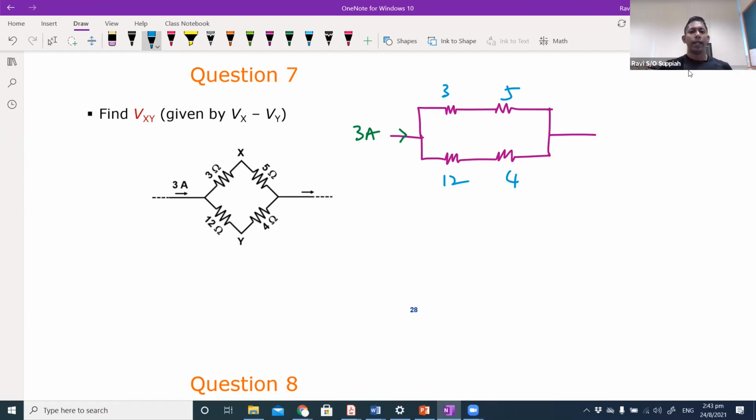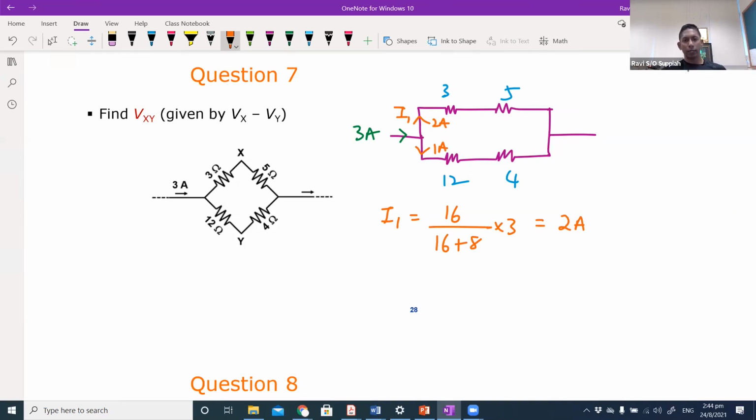To find Vx and Vy, I first need to know how much current is being split into here and here. So let me call this I1. You want to find I1 by the current divider rule: you take the opposite resistance, which is 16 over 16 plus 8, multiplied by 3. So you will get 2 ampere. So 2 ampere comes in here, and 1 ampere comes in here. That is the first thing we can do.